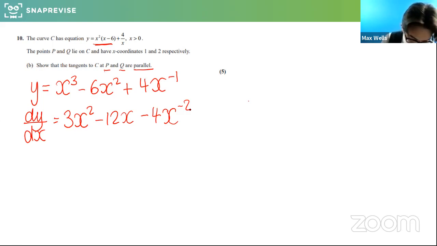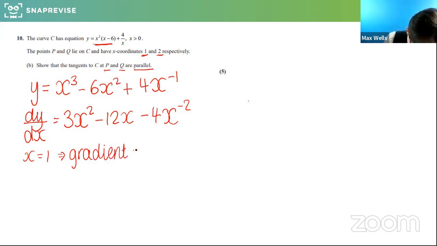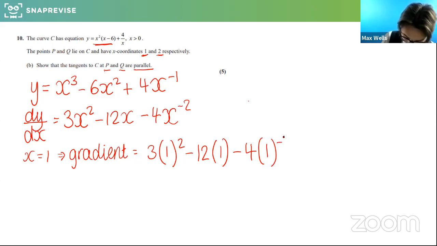Okay, so here we go. We've got the derivative. We can sub in when x is 1 and when x is 2. So x equals 1, gradient: 3 times 1 squared minus 12 times 1 minus 4 times 1 to the minus 2. And that's going to be 3 times 1 minus 12 minus 4. And we're going to get a gradient of minus 13. Okay, so if we now do the exact same thing for x is 2, let's look at what the gradient is.